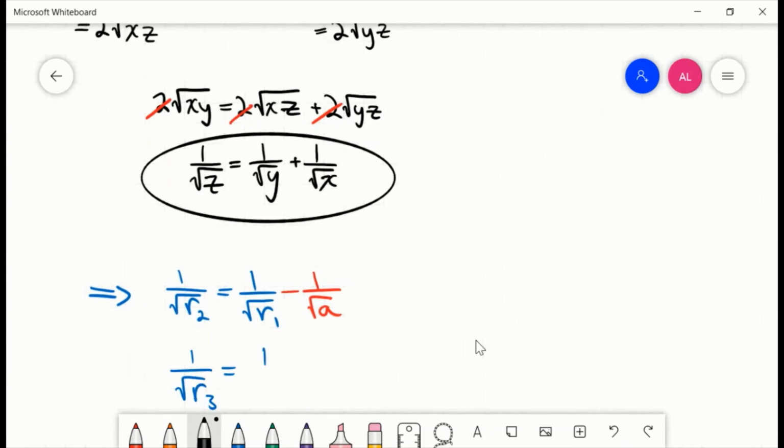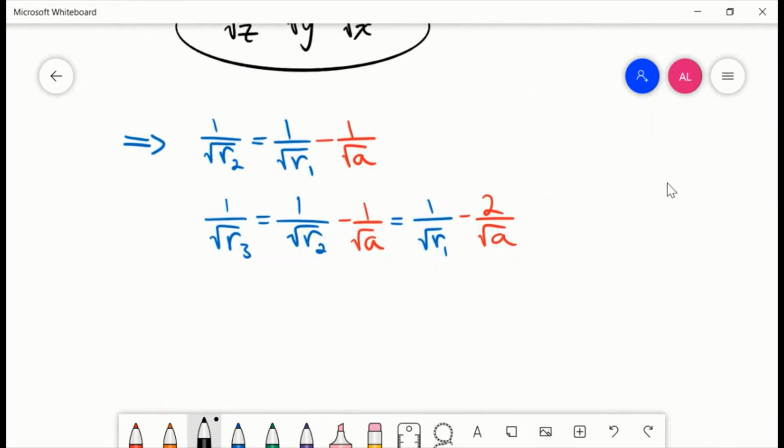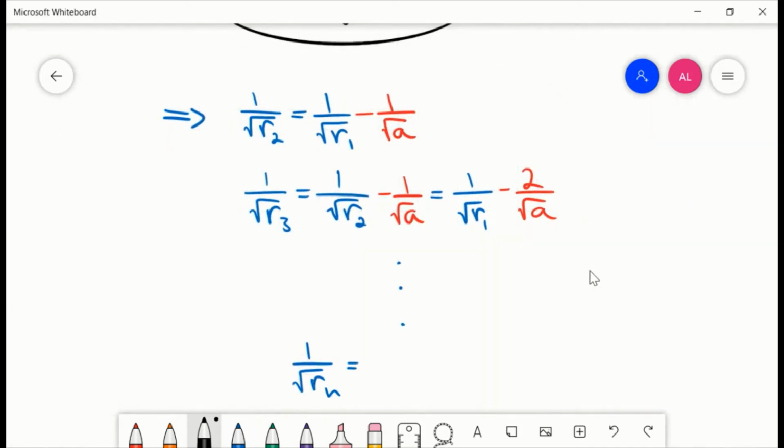Just like this. But now we can substitute this expression for R2 into here. And we get that 1 over the square root of R3 is equal to 1 over the square root of R1 minus 2 times the square root of A. And from here, it looks a lot like the arithmetic sequence, right? So it's kind of this domino effect.